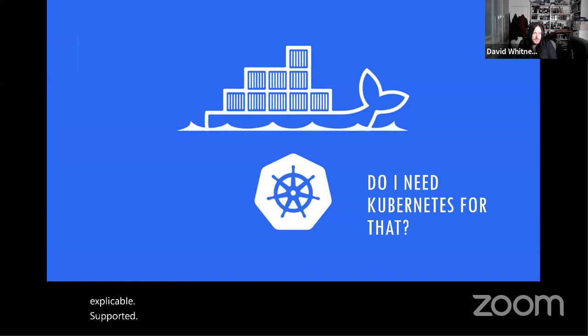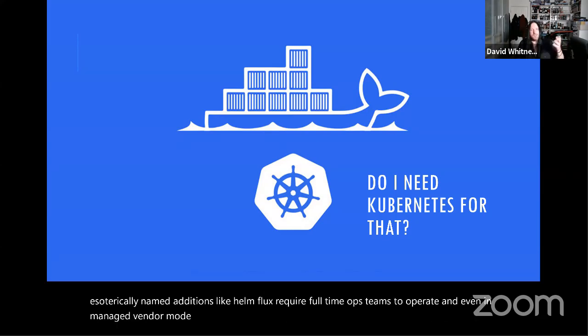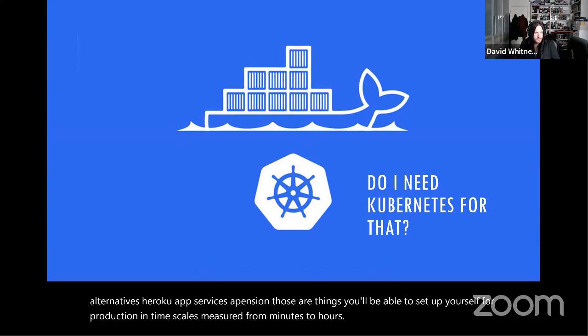Kubernetes, often irritatingly abbreviated to K8s, along with its wonderful ecosystem of esoterically named additions like Helm and Flux, require full-time ops teams to operate. And even in managed vendor mode on EKS, AKS, GKE, the learning curve is far steeper than any of the alternatives. Heroku, App Services, App Engine, those are things you'll be able to set up yourself for production in timescales measured from minutes to hours, rather than weeks to months.